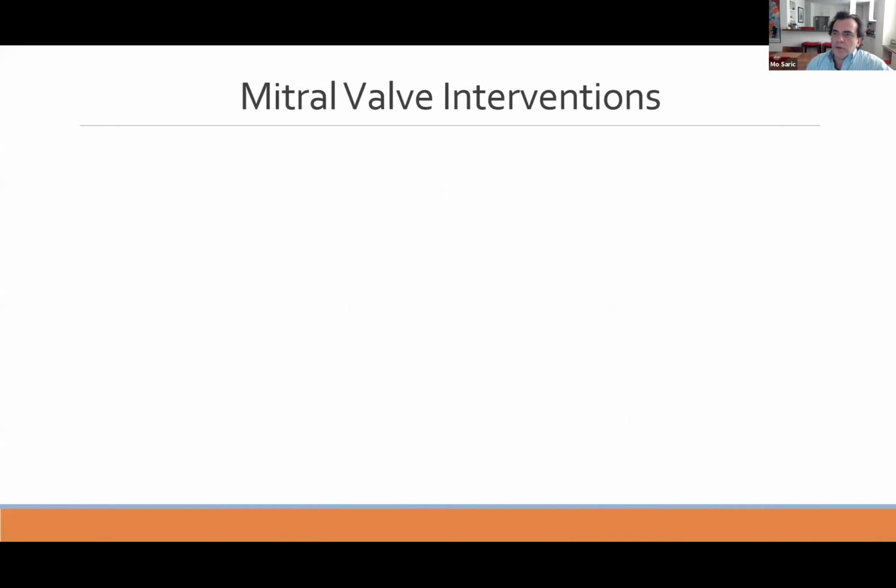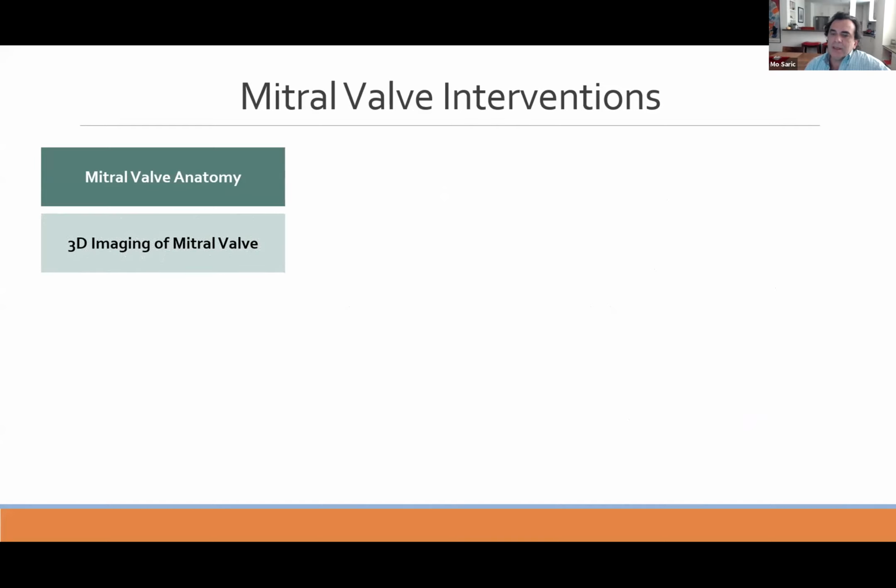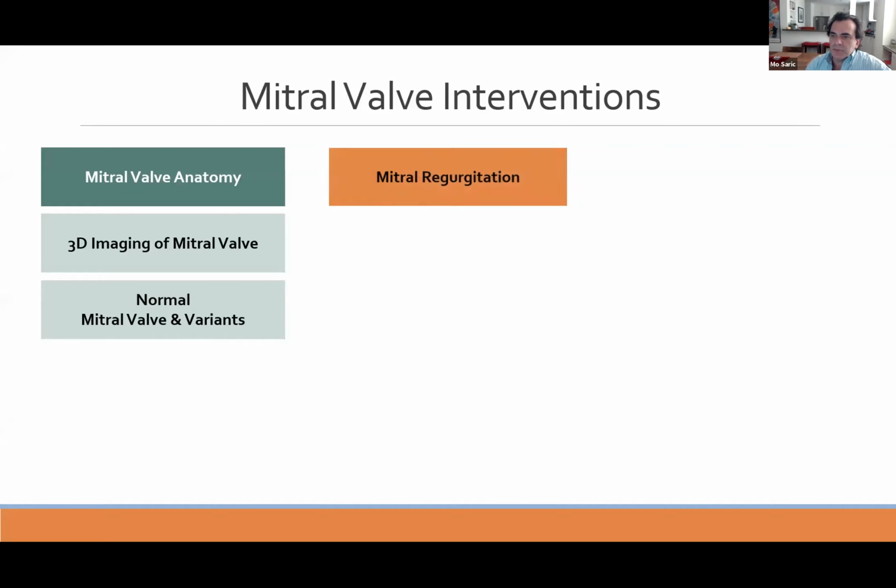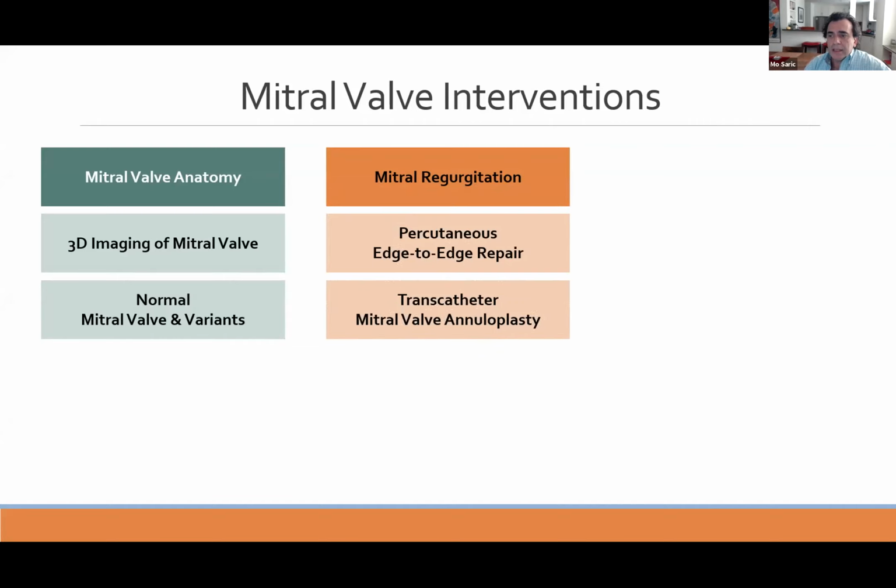And let's look at an overview of mitral valve interventions. When we talk about mitral valve intervention, we really have to know very well the mitral valve anatomy in a particular patient. And that primarily involves, in echocardiography, 3D imaging of the mitral valve. Then we have to know what the normal valve looks like and what the normal variants are before we start talking about abnormalities. With respect to mitral valve intervention, we can divide them into two groups. With mitral regurgitation, probably the most common intervention is the percutaneous edge-to-edge repair. Then there is the transcatheter mitral valve annuloplasty, and then transcatheter mitral valve replacement.